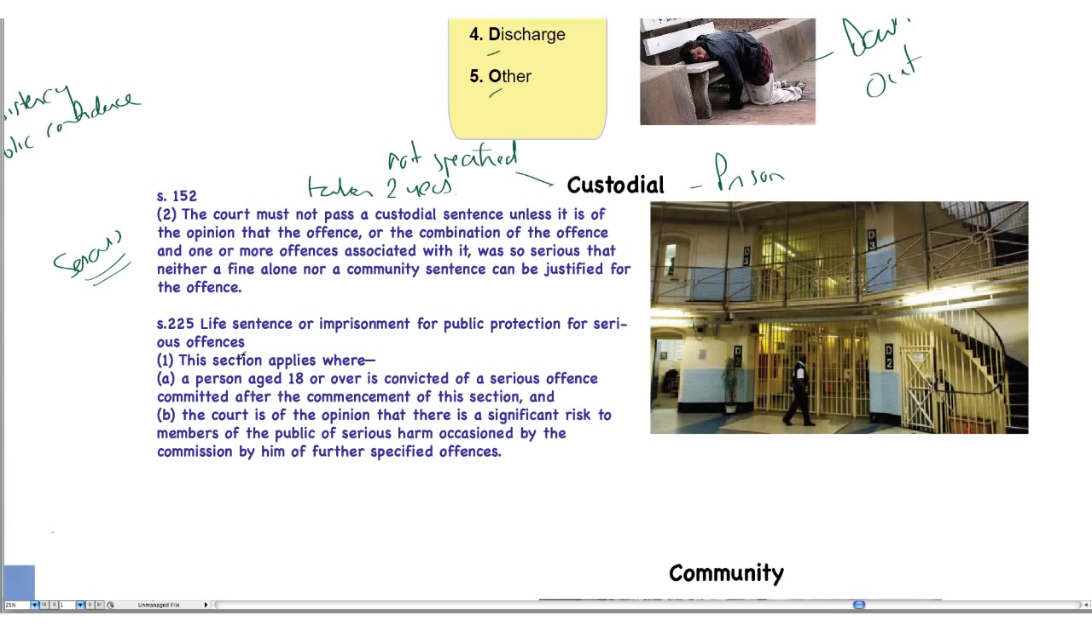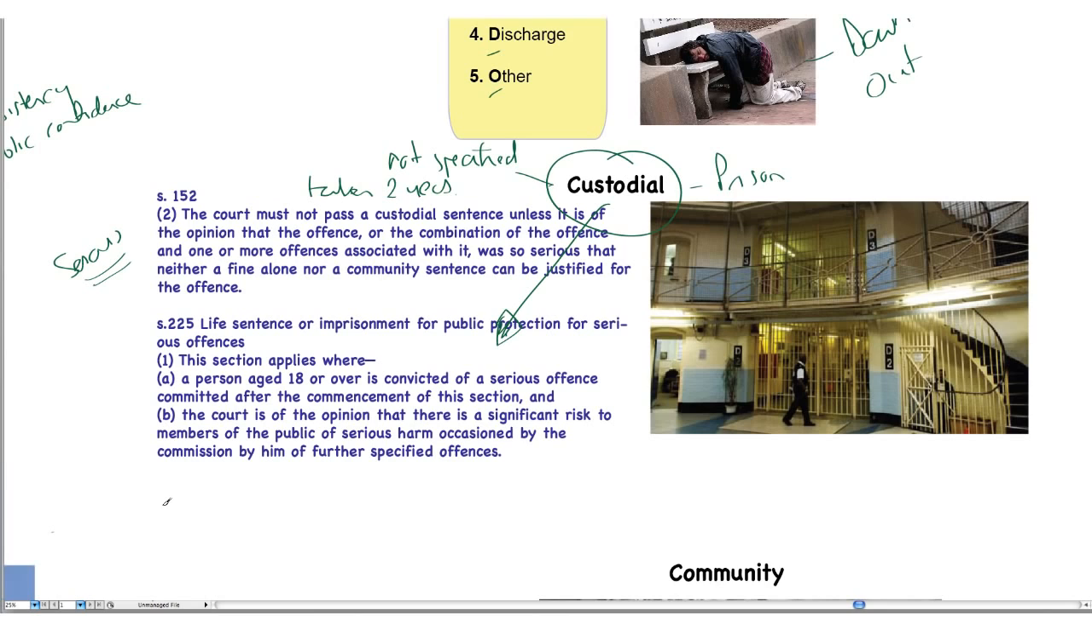And then it goes on to say that life sentences or imprisonment for public protection for serious offences are important. So if a person aged 18 or over is convicted of a serious offence, or if the court is of the opinion that there is a risk to members of the public, then the court should consider very, very strongly a custodial sentence. So it says on the one hand, 152 says it's got to be really serious before you send somebody to prison, and then 225 says that public protection is one of those really serious reasons.